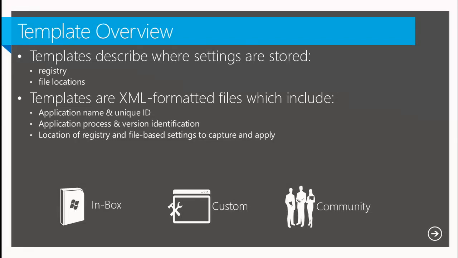Templates describe where the settings are stored. This is basically our map to your enterprise applications to know how to synchronize them. Okay? And remember, we're looking at two things, registry and file locations. And if we have those, again, it makes it really easy to integrate with apps because we're not changing any weird, wacky APIs. We're just going to update those to make sure when that application comes up, it's going to get the right settings. And when it goes down, we're going to capture any changes that it has.